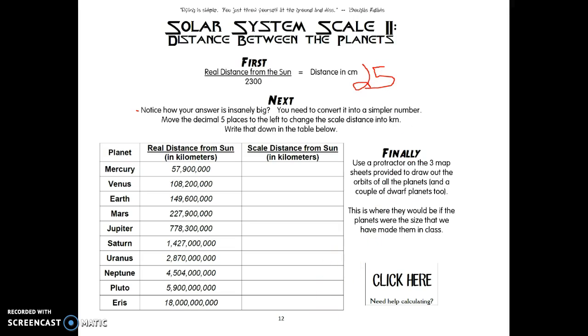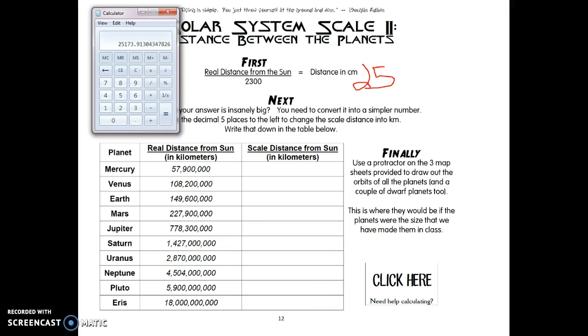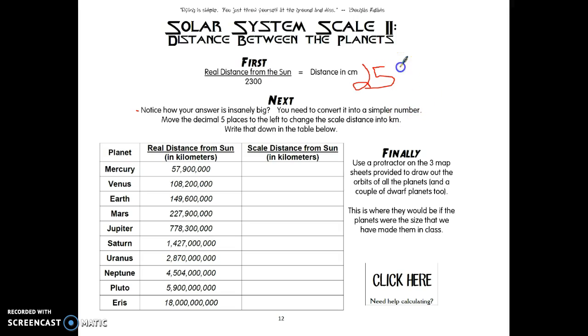So we have 25,173. Okay, and then there's a decimal, and then there's a whole bunch of other numbers. So what we need to do is move the decimal 5 places to the left. If I do the counting, that's 1, 2, 3, 4, 5. So the decimal needs to go over here. And just to round off, that would be 0.25 kilometers.